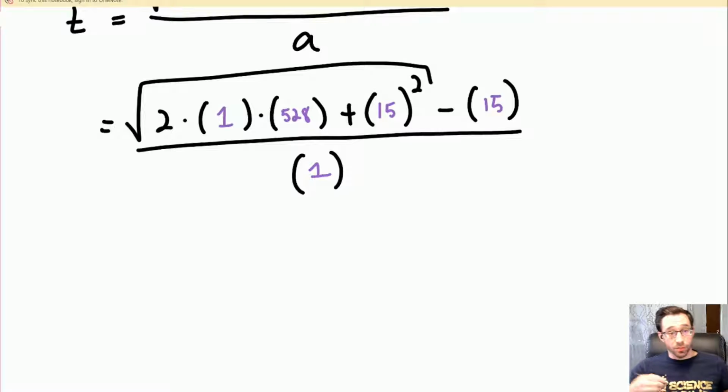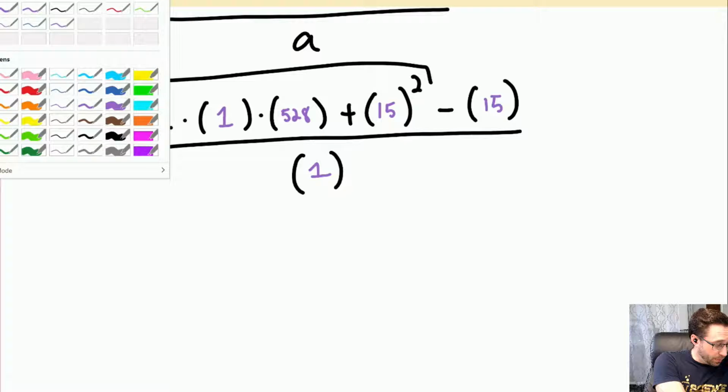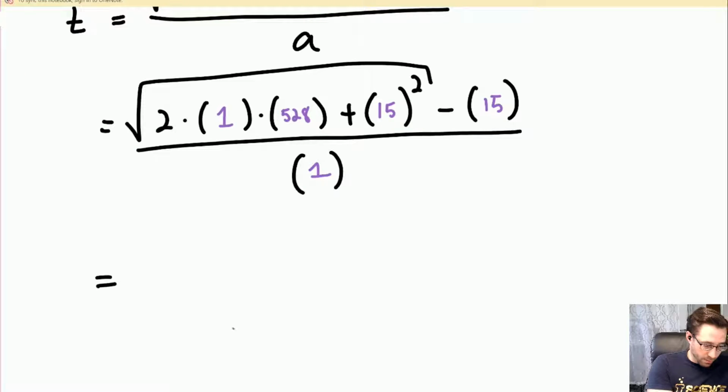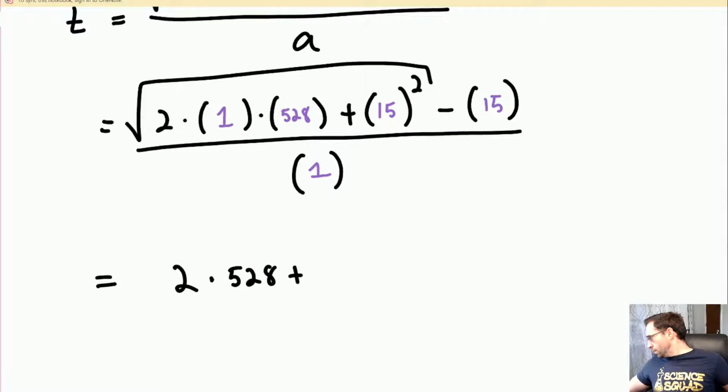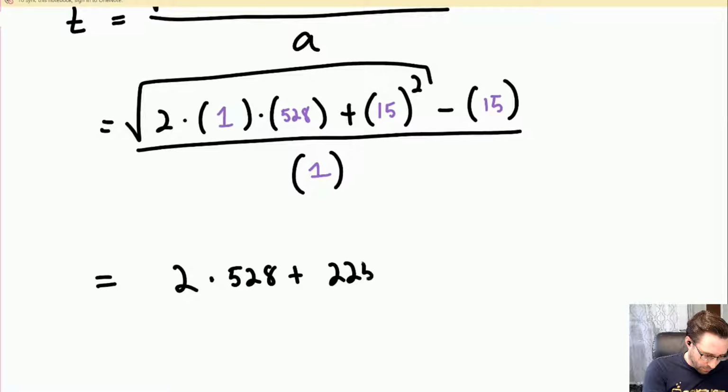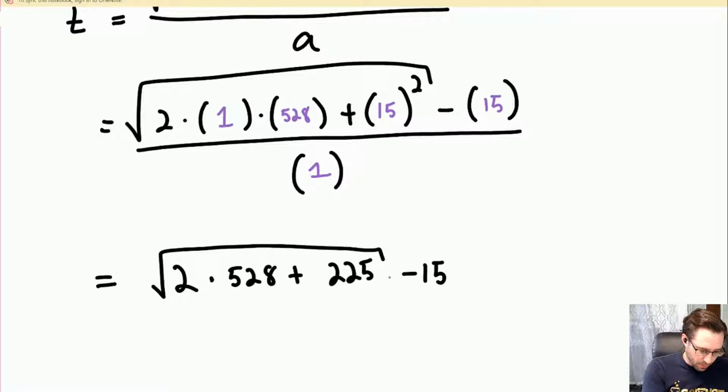Now, I would recommend doing this in Desmos. But let's kind of simplify it. See if we can make life a little bit easier for ourselves. So the 2 and the 1, we can just put 2 times 528 plus, what's 15 squared? 225. Minus 15 divided by 1 doesn't change anything.